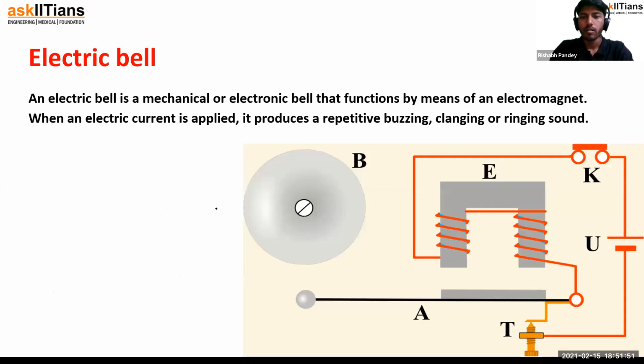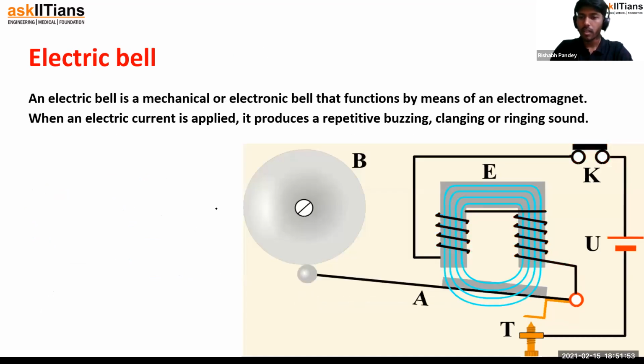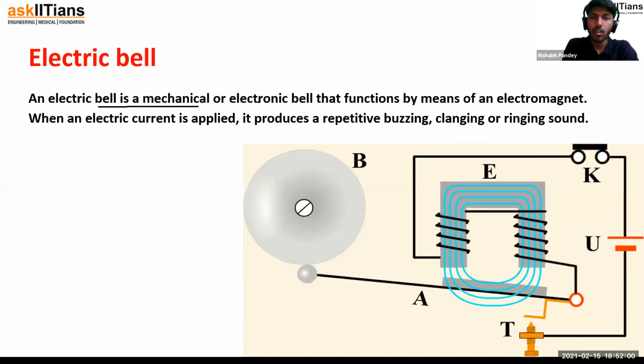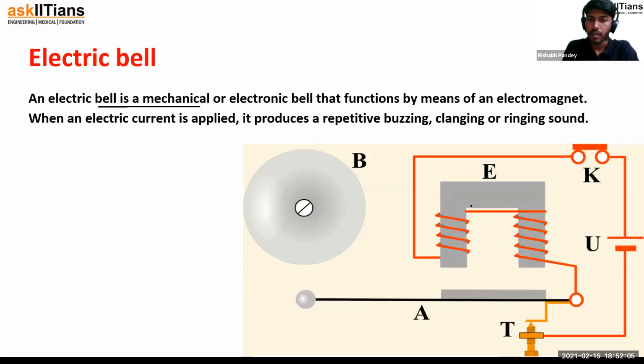If I move forward, these are now the applications of the magnetic field. I have taken an electric bell, a mechanical or electronic bell that functions by means of an electromagnet. Whenever the current starts flowing, the switch is closed, and as you can see, the current in this wire has started flowing, like this.